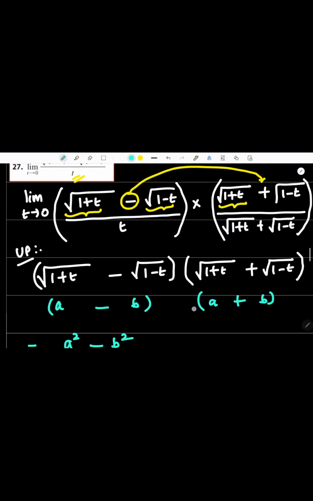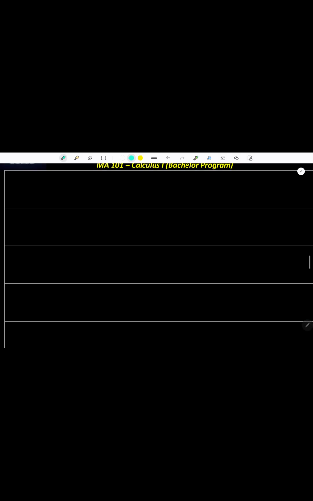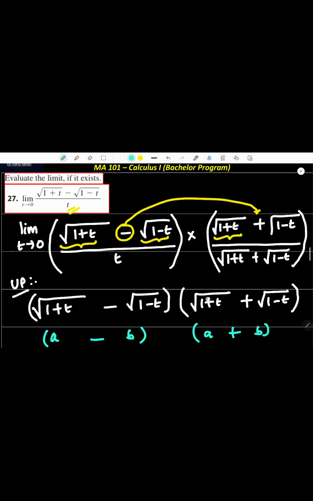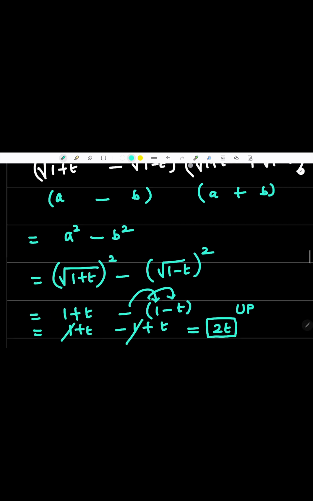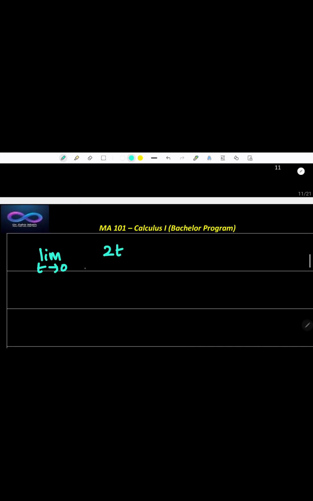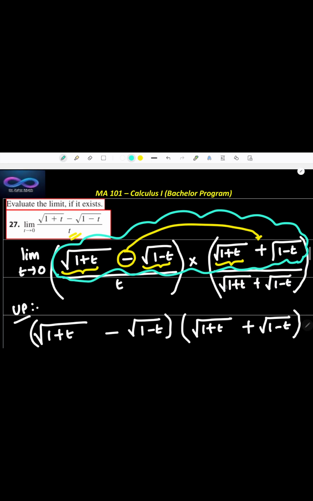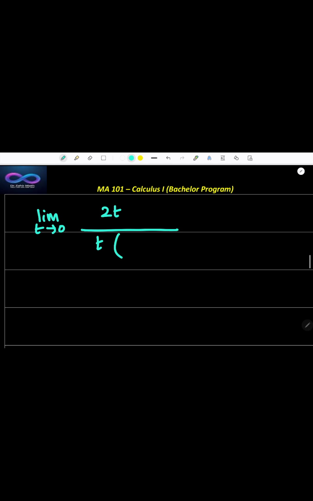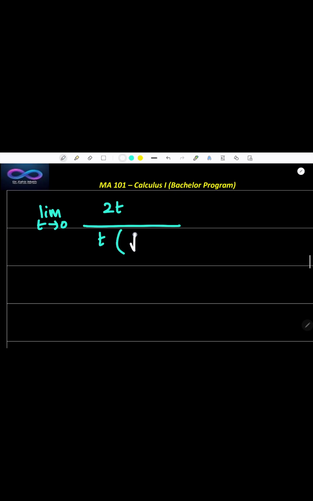So let me go to the question. Limit t tends to 0. The upper part, you got the answer 2t. So this will be 2t divided by the lower part, which is the denominator. There is a t and there is a term which is square root of 1 plus t plus square root of 1 minus t.